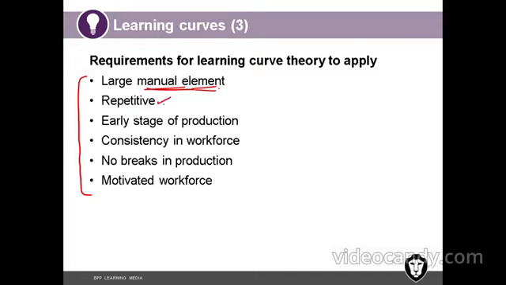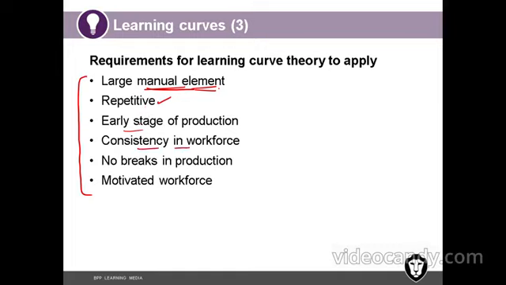Task must be repetitive. If you do different tasks every day, then you don't have a learning impact. Early stage of production, that means if the production has already been done for some time, then all the learning curve would have finished. When do you see learning impact? At the early stages. That is why learning curve questions, when they are starting, they will start saying XYZ company has developed a new product. Why do they say new product? Because at the early stages only you can find this learning impact.